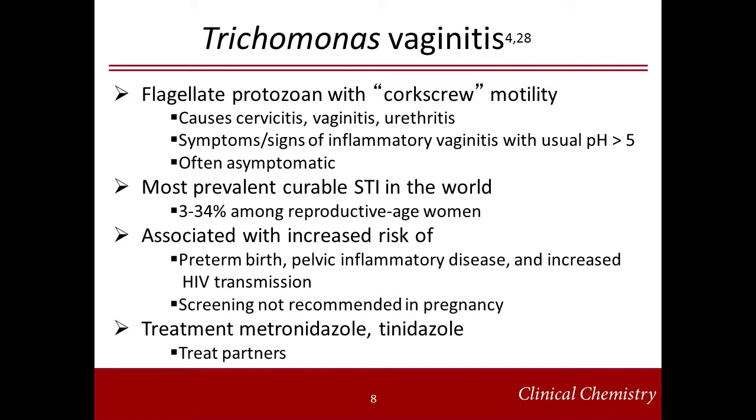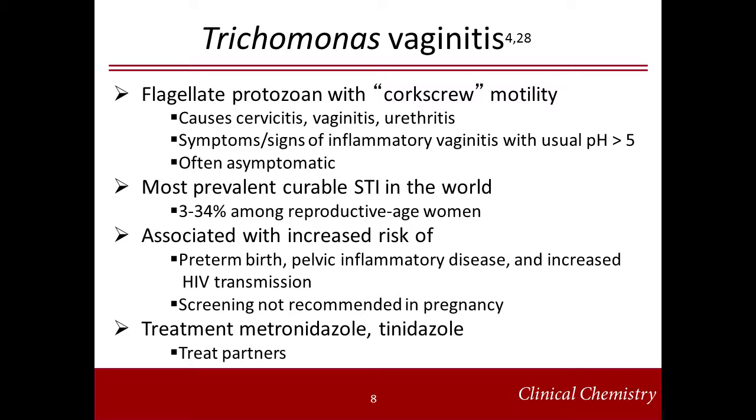The third most common cause of vaginitis is Trichomonas vaginalis, which is a flagellate protozoan that has a corkscrew motility when seen in a wet mount microscopy. Trichomonas causes cervicitis, vaginitis, and urethritis in women, and urethritis in men. Women may have symptoms and signs of inflammatory vaginitis, but like bacterial vaginosis, Trichomonas infection is often asymptomatic. The pH of the vaginal fluid is above 4.5 and most often above 5.